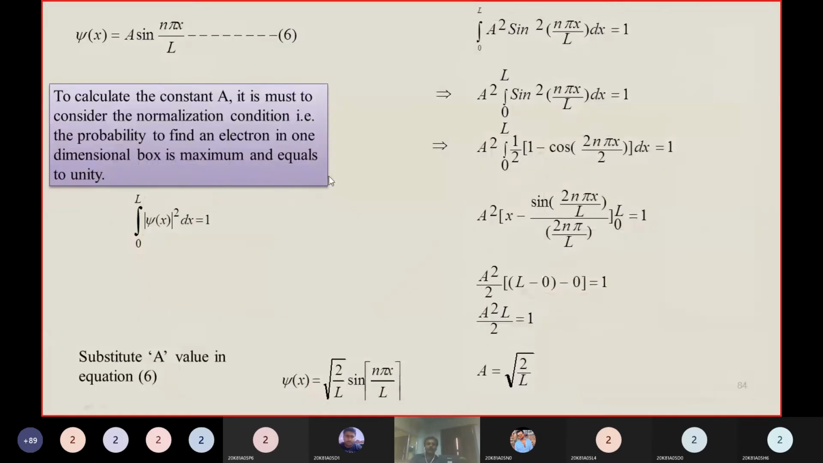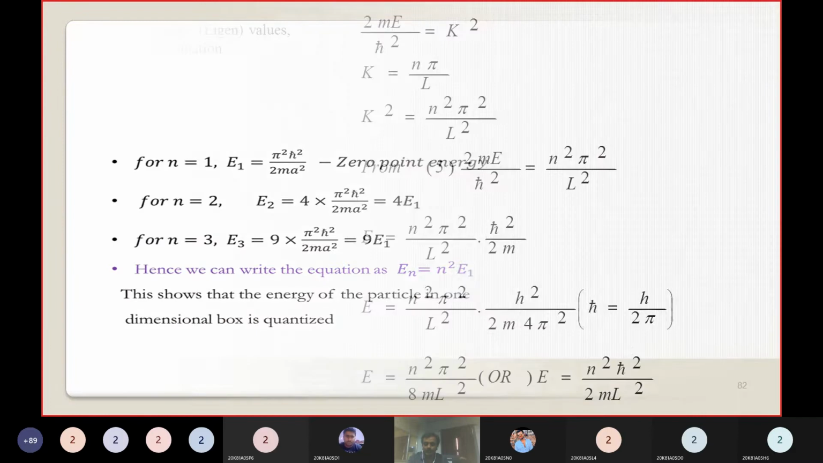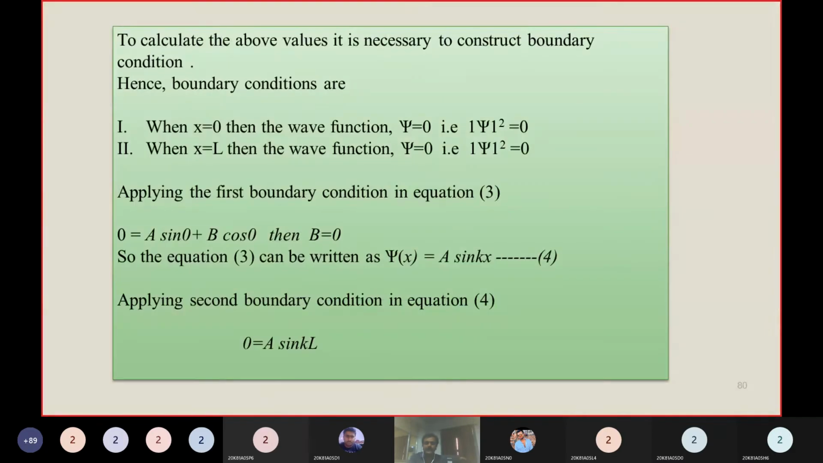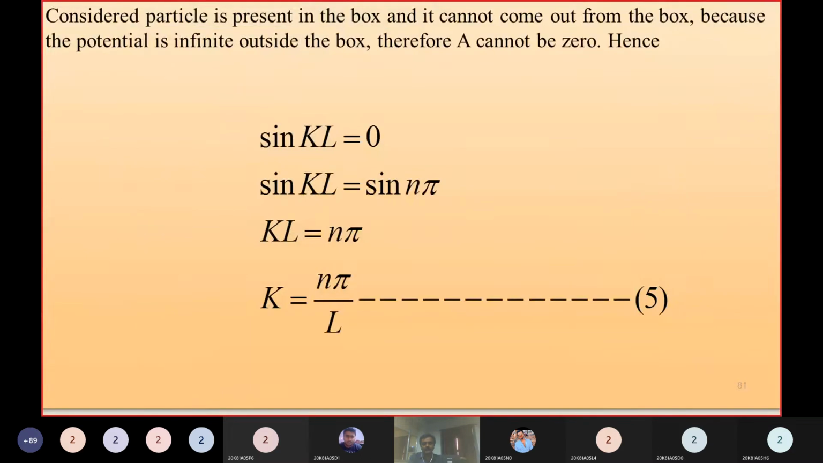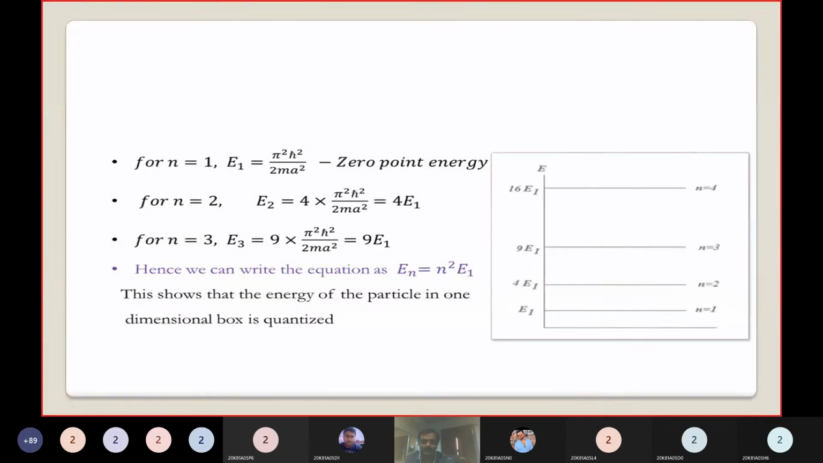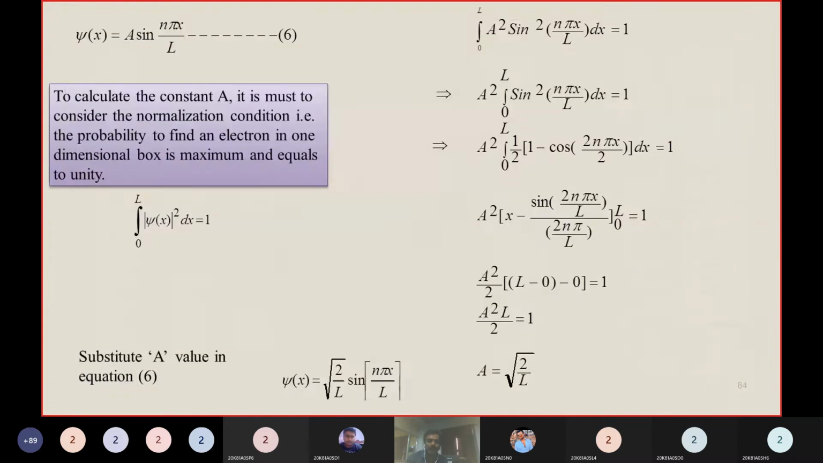Okay, now coming to the wave function. Previously, by using this equation, we have to calculate two functions. The first one is the energy, and the second one is the wave function. What is the wave function of the electron? Here we have calculated the energy, and the energy is distributed like this. Now we will calculate how the wave function will be present.